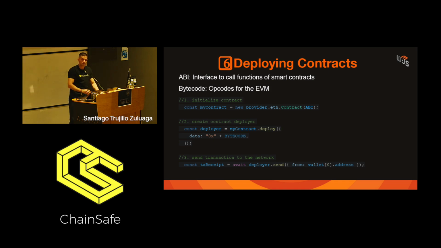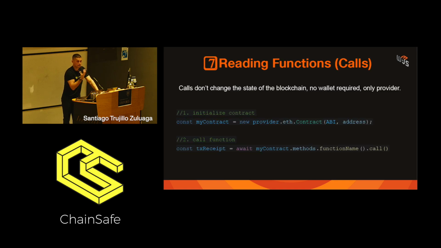This is how we call reading functions. We just need to initialize the contract. So in this case, new provider.eth.contract. We send the ABI and the address of the contract if the contract is already deployed. And then to talk to any function of this contract, we type myContract.methods, the function name that we are calling, and then .call. And then in this case, we are going to get the value returned by the smart contract.